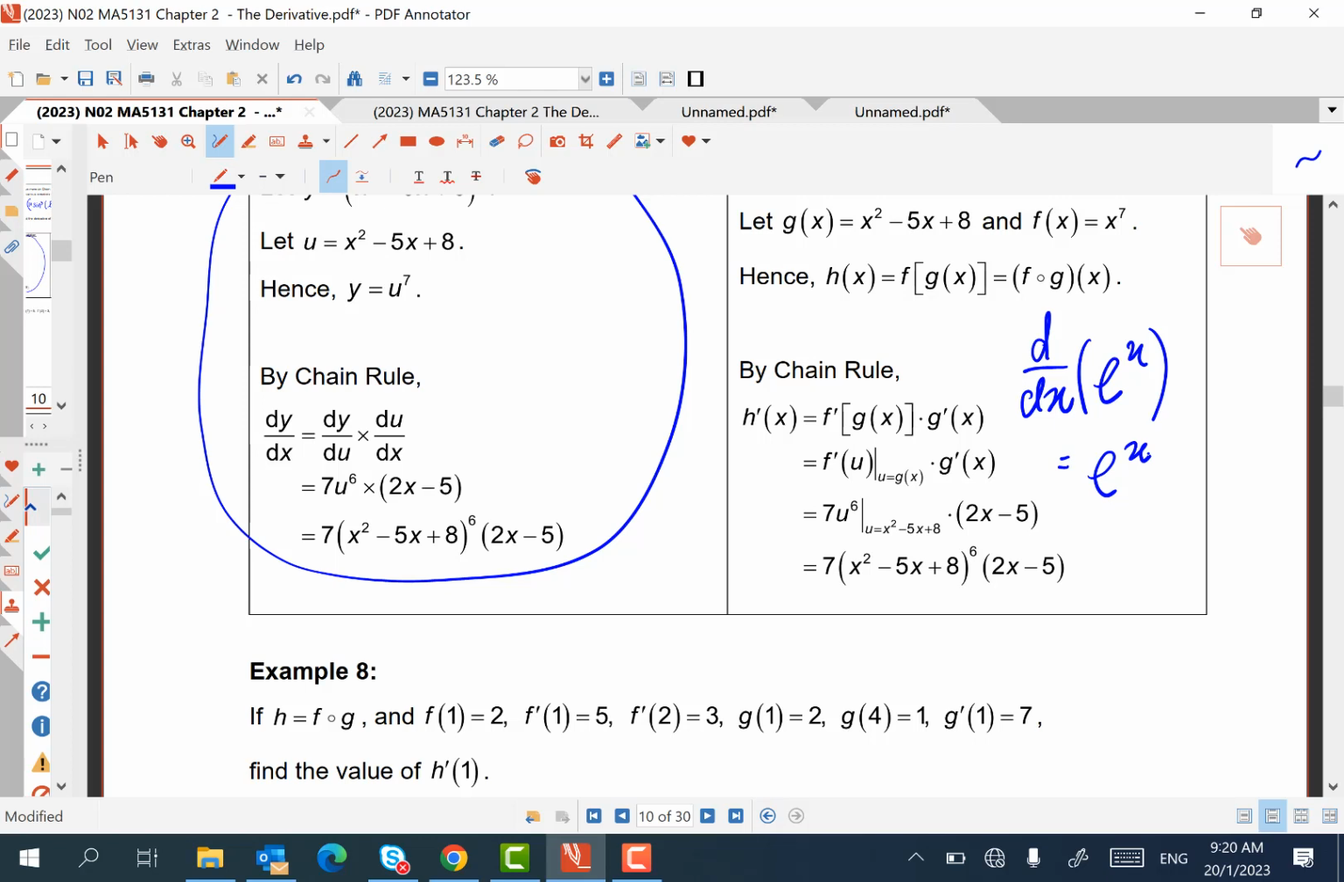Would it be easier to prove 1 over x first? Would it prove that differentiating ln x equals 1 over x? Cannot. If you prove that ln x is not x, or prove this one, I think it's harder. It's harder to prove ln x first.